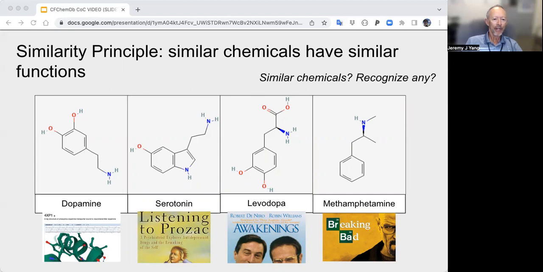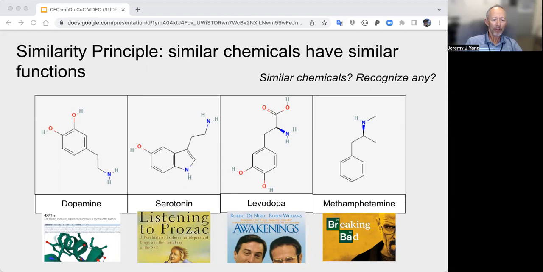Serotonin is another endogenous and essential neurotransmitter modulated by selective serotonin reuptake inhibitor drugs, SSRIs, such as Prozac. Levodopa, or L-dopa, is an amino acid, is endogenous too, but is also produced and administered as a drug, indicated for Parkinson's disease with often dramatic but non-sustainable therapeutic effects, as featured in the movie Awakenings.